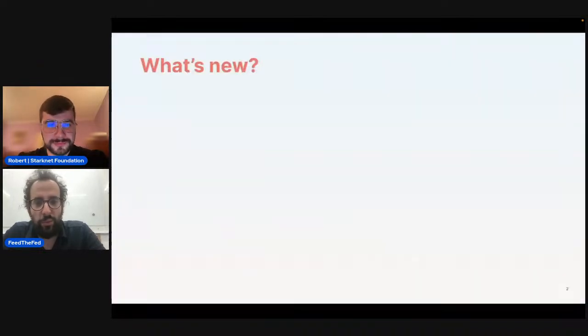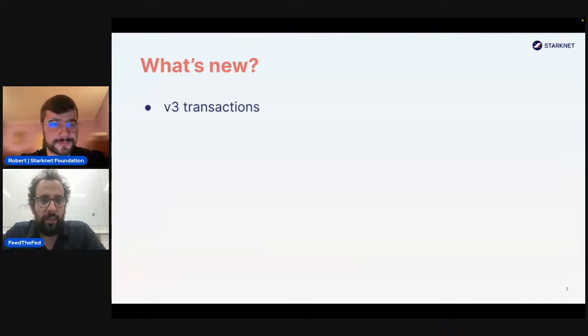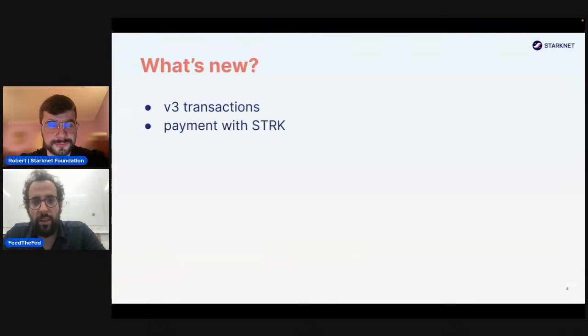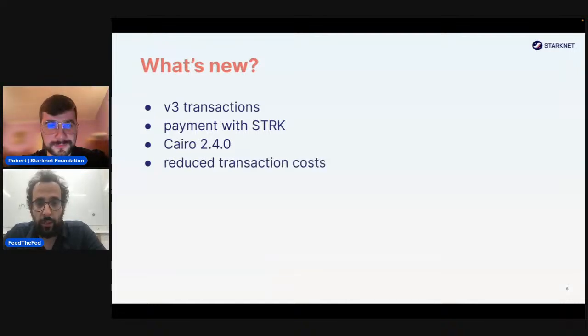Okay, so v0.13. What have we got? v3 transactions, which we'll talk about in more detail in a few minutes. Payment with the Stark token, Cairo 2.4, and reduced transaction costs. So all really nice things, and let's jump into them.